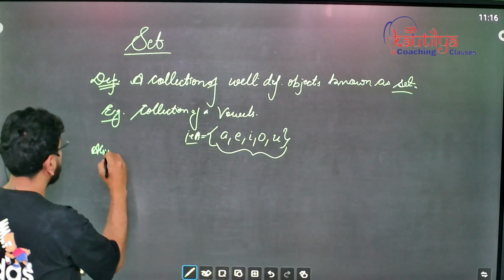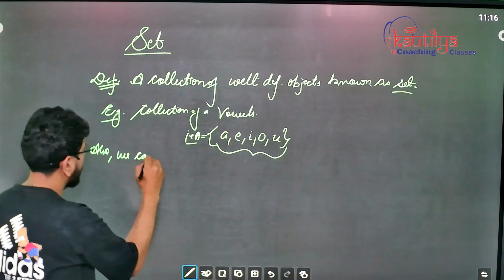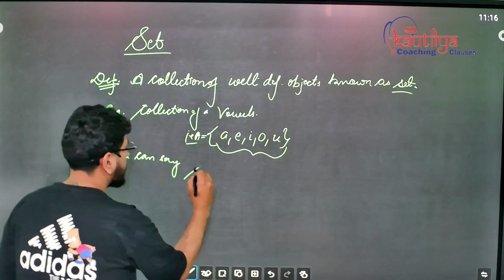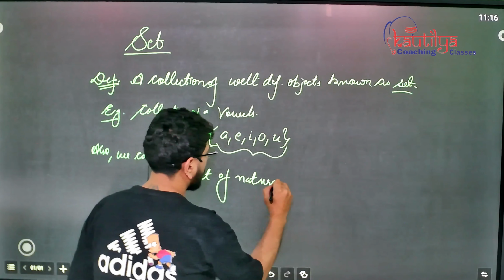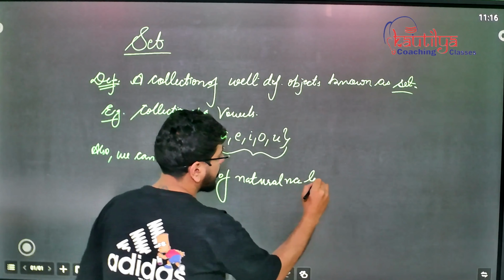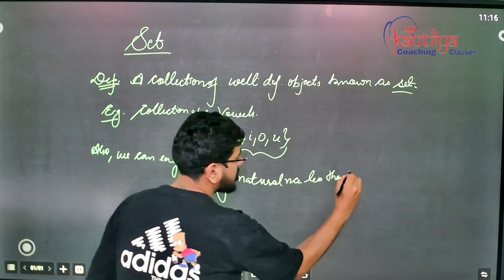Also, we can say set of natural numbers. Set of natural numbers less than 7.